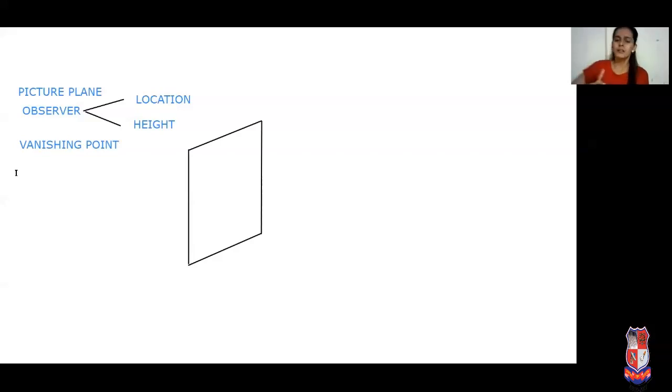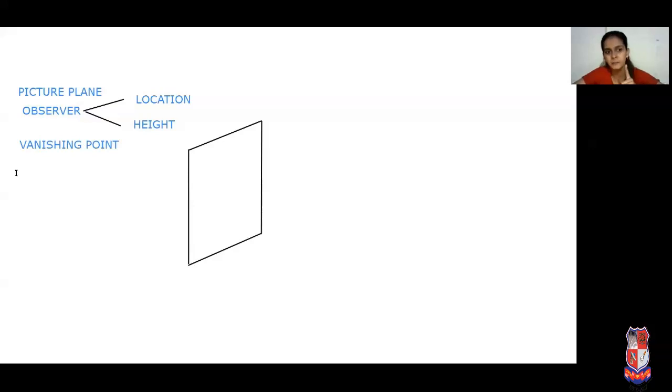Now what does parallel line mean? That means these lines are never going to meet. But in a perspective view, it looks like they are going to meet. The lines are actually parallel, but in perspective view, they appear like a set of non-parallel lines merging at a point. The point where the non-parallel lines meet is known as vanishing point.